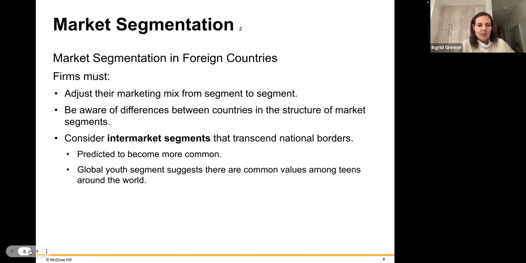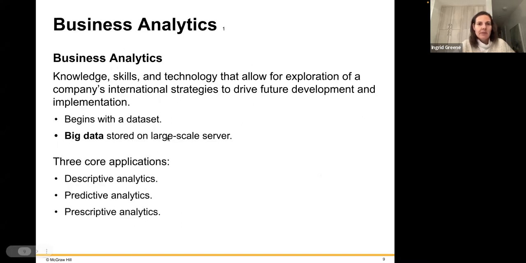So let's go ahead and move on to the next slide, business analytics. So now moving less away from traditional marketing and more into business analytics and how we get that information to help provide the marketers the information for creating new products. This is the knowledge, skills, and technology that allow for the exploration of a company's international strategies to drive future development and implementation. It begins with what's called a data set.